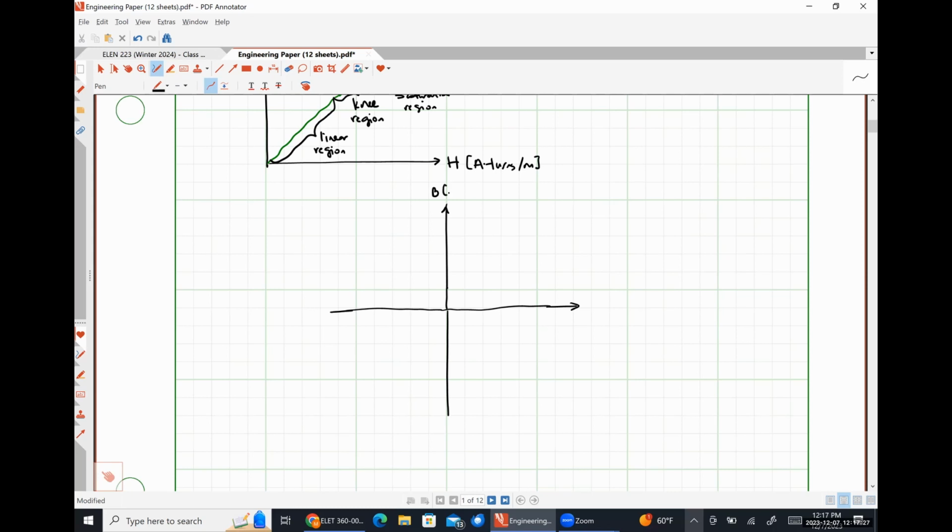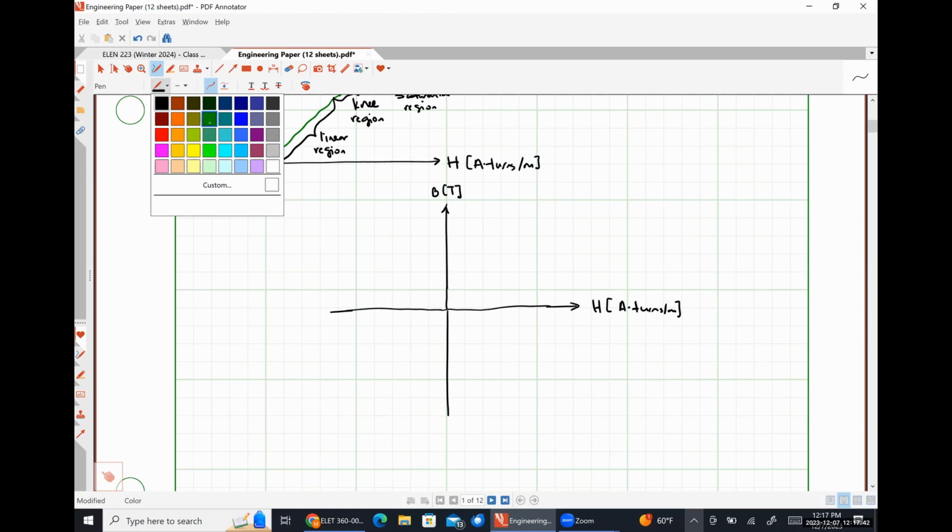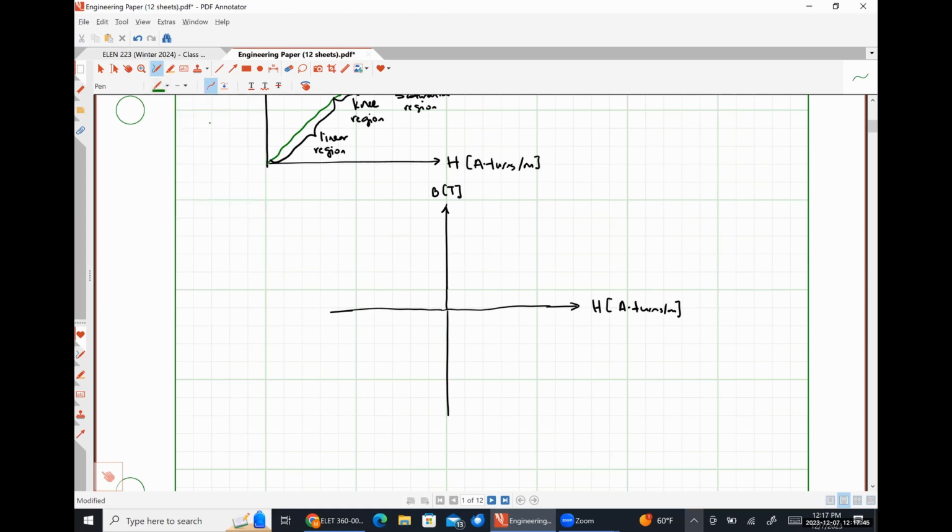So once again, this is magnetic flux density measured in Tesla. This is our magnetic field strength measured in amp turns per meter. And as we start our cycle, we're going to have something like this. It's going to look almost identical to our previous thing. Linear increase, and then it's going to kind of flatten out like so. And this is our direction, okay?